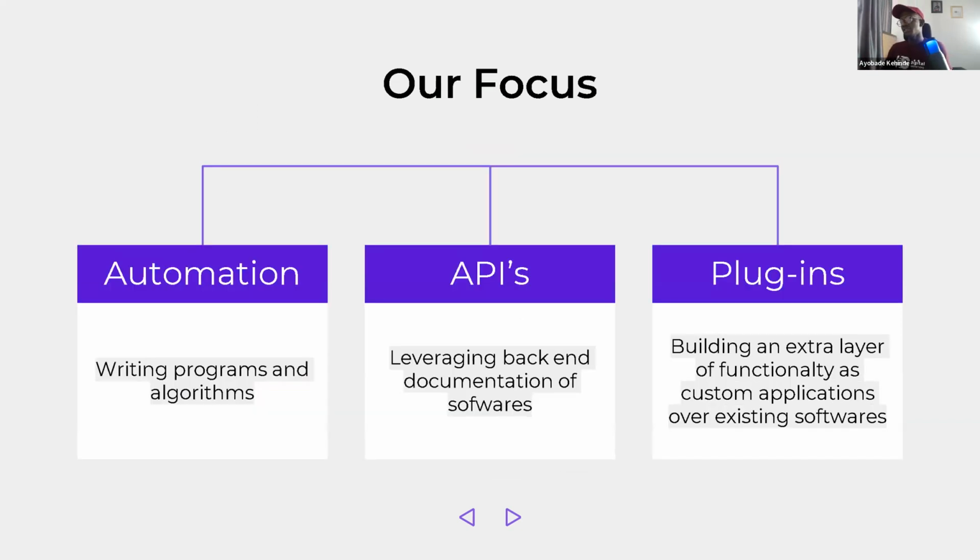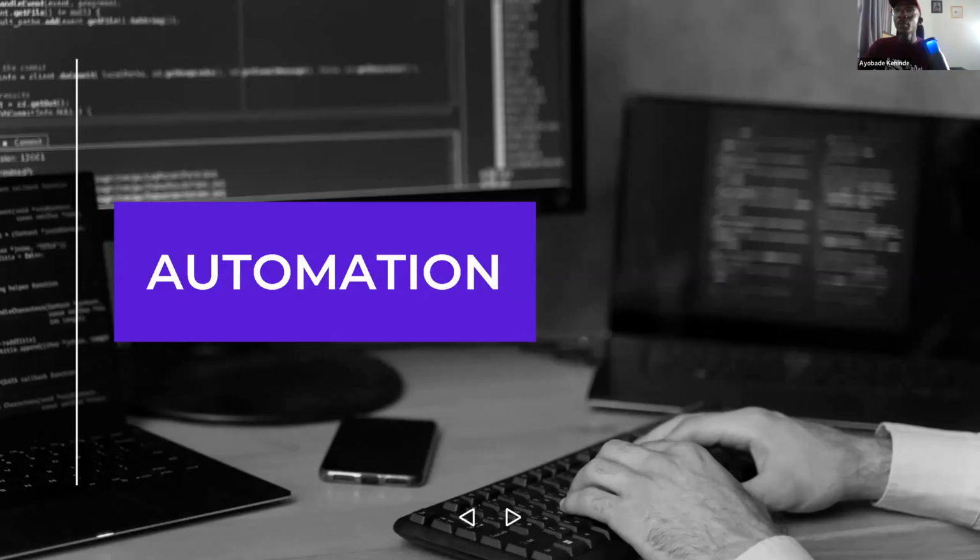So now for our presentation today, I'm going to be focusing on these three: automation, APIs, and plugins. So let's move further. Automation basically talks about writing program algorithms. API is about leveraging the backend documentation of software so that you can connect with other software. Plugins is more like building an extra layer of functionality as custom applications and add-ons over existing software.